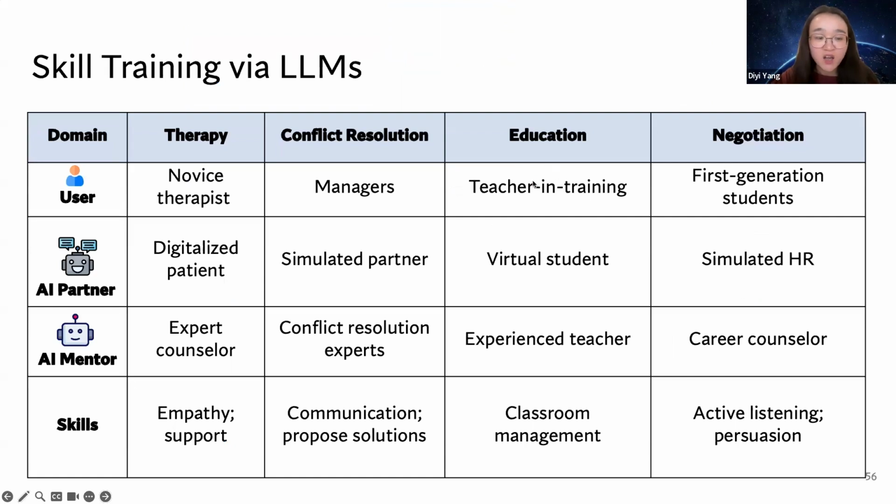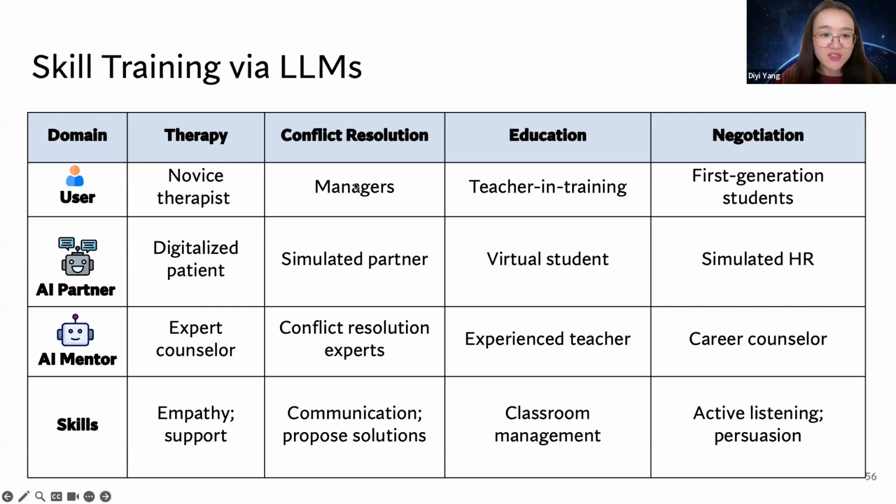This framework can be utilized in many, many different domains. In education, users could be teachers in training, and the AI partner could be a virtual student. The AI mentor could be an experienced teacher, and teachers in training can learn how to better manage a classroom. In a negotiation context, users could be first-generation students, the AI partner could be a simulated HR, and the AI mentor could be a career counselor, and students can learn active listening, persuasion, and how to advocate for themselves.